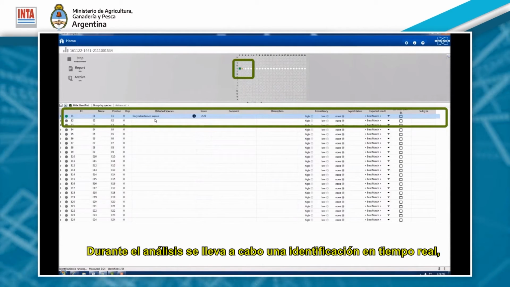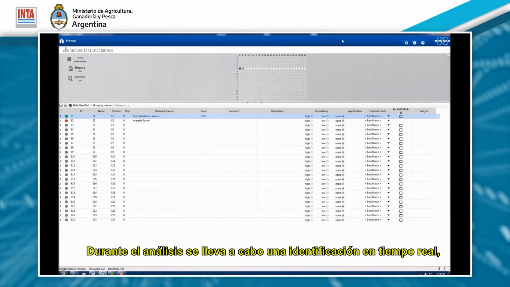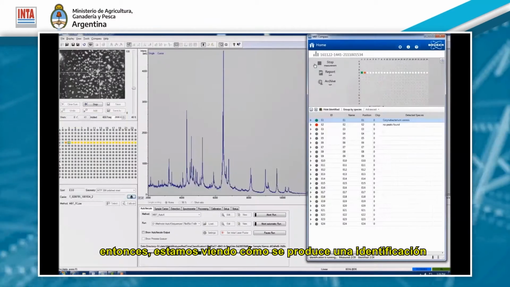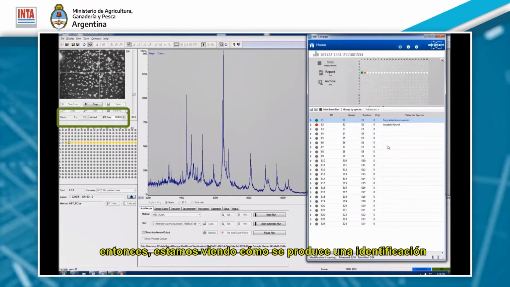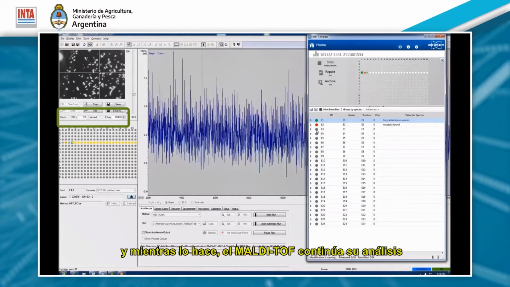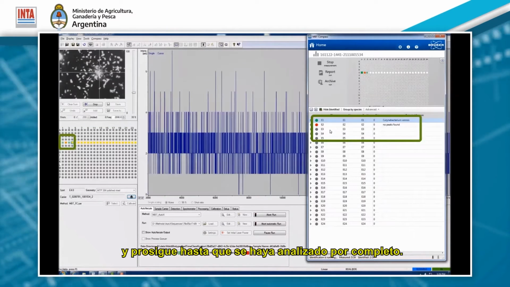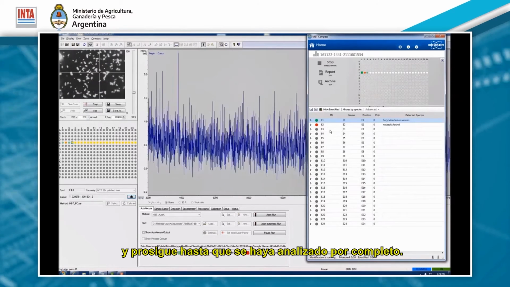During the analysis, you have a real-time identification going on. So we have here an identification that's going on, and in the meantime, the MALDI-TOF is continuing its analysis. And this goes on until all spots have been analyzed.